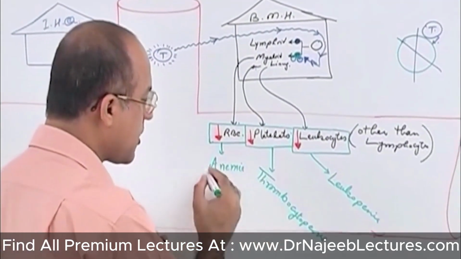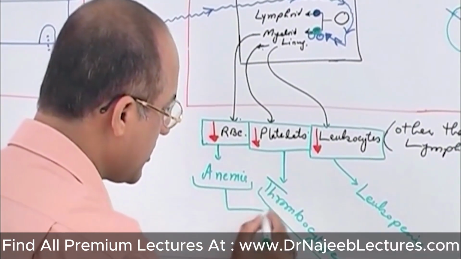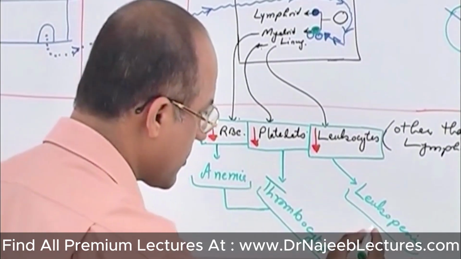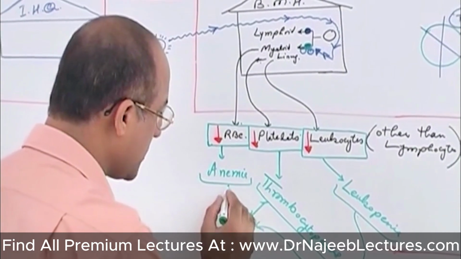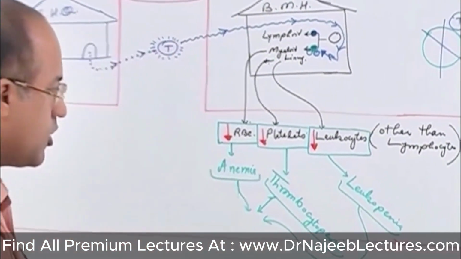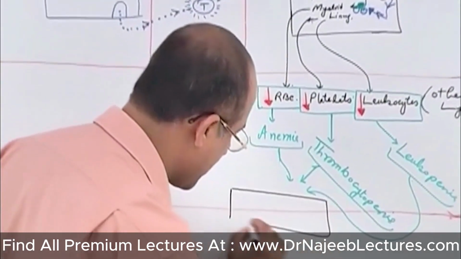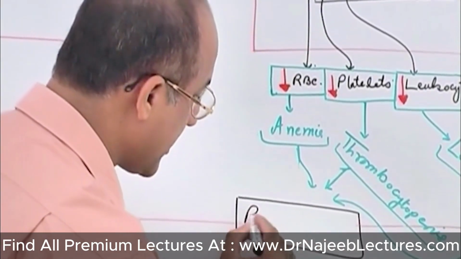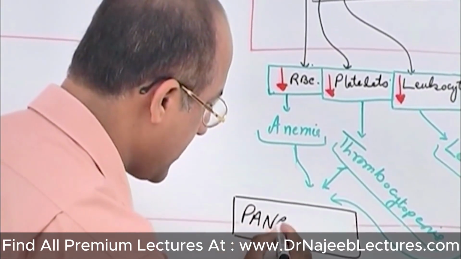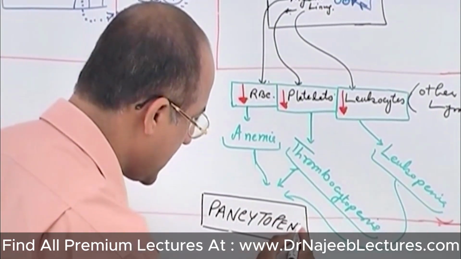As a group, what is this problem called? Yes, please, you are all doctors. What is this condition called? Right. When there is thrombocytopenia, anemia, and leukopenia, when these three things are there, we call this condition, yes, please, pancytopenia. Pancytopenia. Have you heard of it?